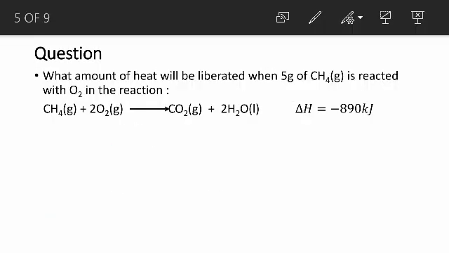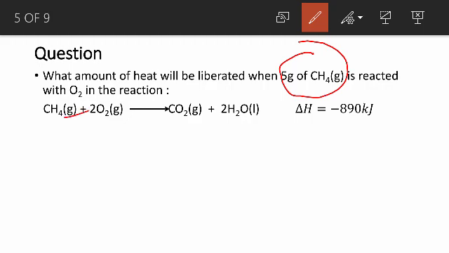Let's see some questions here. Now the first one says, what amount of heat will be liberated when 5 grams of methane, CH4, is reacted with oxygen in the reaction? Okay, so we are given 5 grams of methane. Remember from the first law or the first rule of thermochemistry that the enthalpy is directly proportional to the number of moles or directly proportional to the quantity of substance.